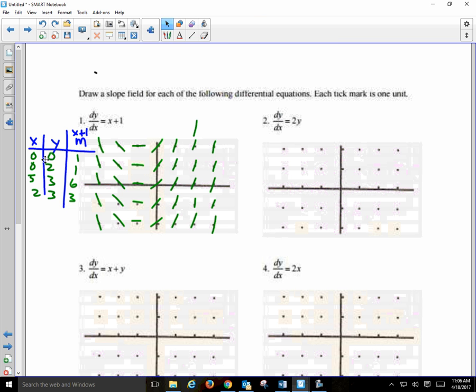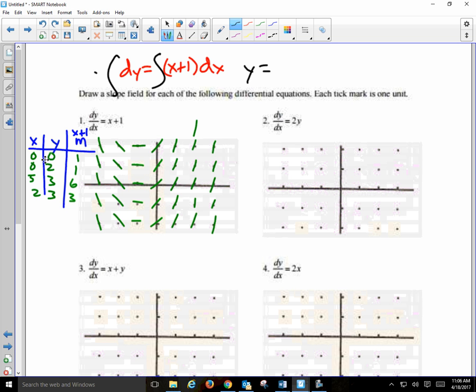So, all right, now I'm going to try to connect what we're doing right now with what we just did. If I cross multiply here, I get dy is equal to x plus 1 dx, and I take the antiderivative, I get y is equal to, what's the antiderivative of x plus 1?